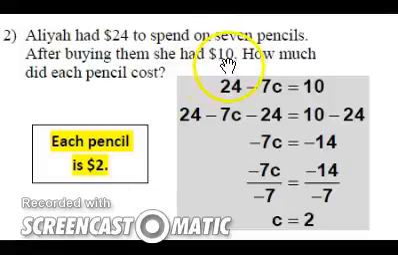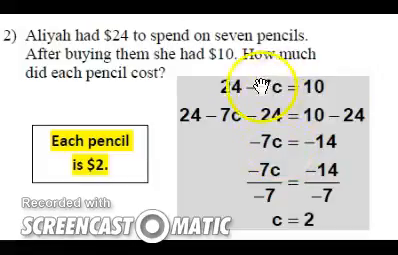Number 2 says Aaliyah had $24 to spend on 7 pencils. After buying them, she had $10. How much did each pencil cost? So she had $24 to start. She ended up, after she bought her pencils, with $10. Now we know there were 7 pencils bought, and we want to find out how much each one cost. So she started with 24 minus whatever those 7 pencils cost. She had $10 left. So there's our equation.